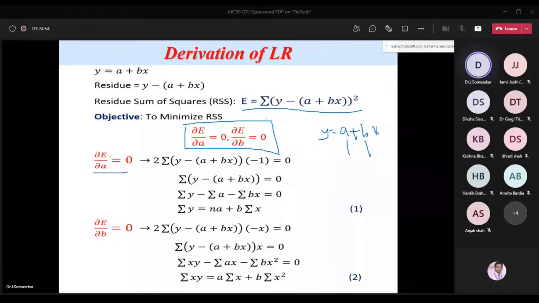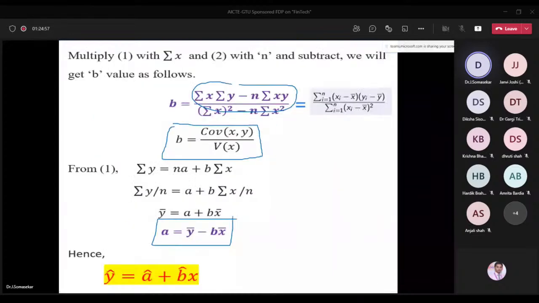So finally, whatever regression model we are considering, y equal to a plus bx, the a value we can estimate by using this formula, and the b value we can estimate by using this formula. Based on that we can find the best fit regression model.